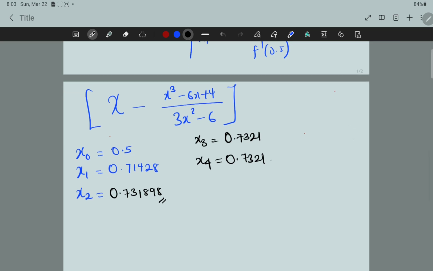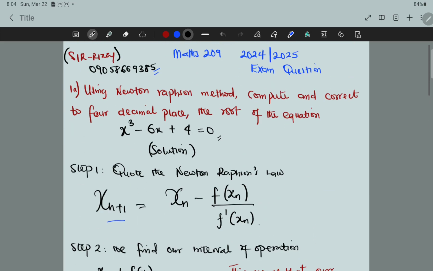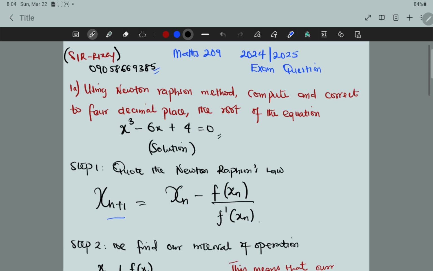Do you understand? So x0 is 0.5. To get x1 you calc at x0, you get this one. To get x2 you calc at x1. To get x3 you calc at x2. So anytime you have done it repeatedly and the answer is the same, like x3 and x4, now look at it, the answers are the same, it means your root is that answer. Do you understand me now?